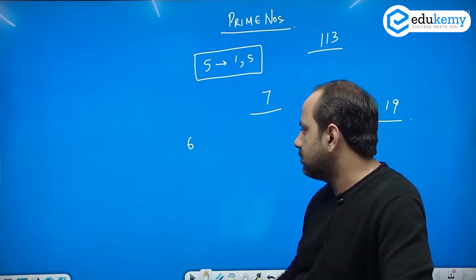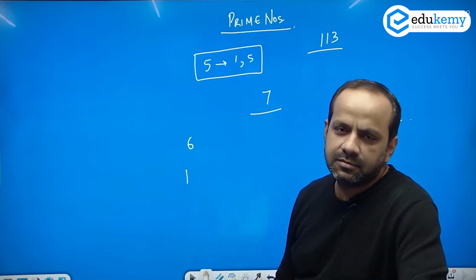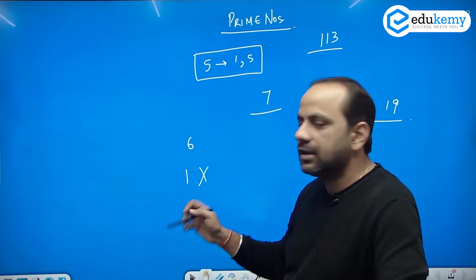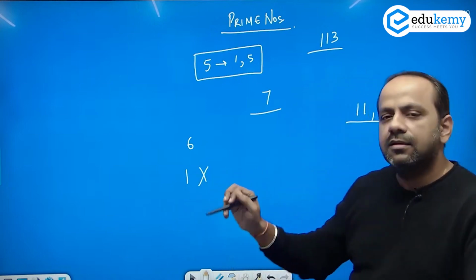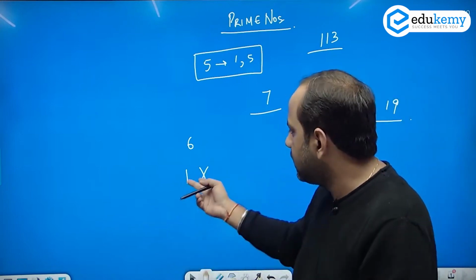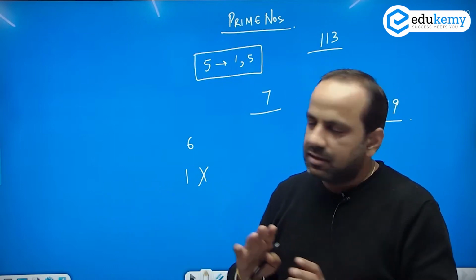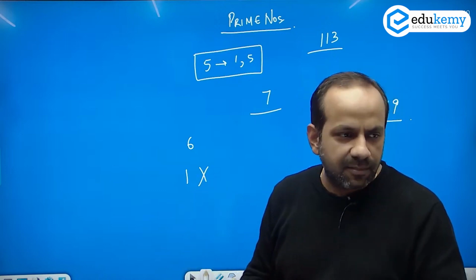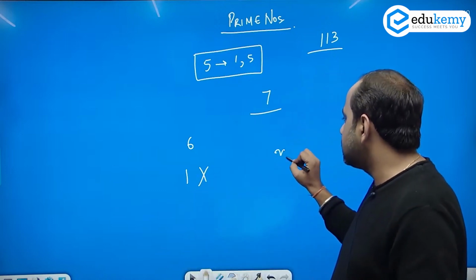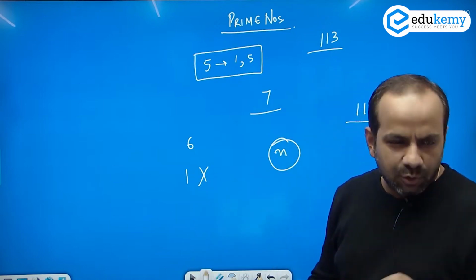No, 6 is not a prime number. 1 is a prime number? 1 is not a prime number. 1 किसी के टेबल पे नहीं आता है, but 1 does not have two factors. It has only one factor, 1 itself. Okay. So those numbers which have two factors, 1 and the number itself, that is called a prime number. A number n is a prime number if it has only two factors.